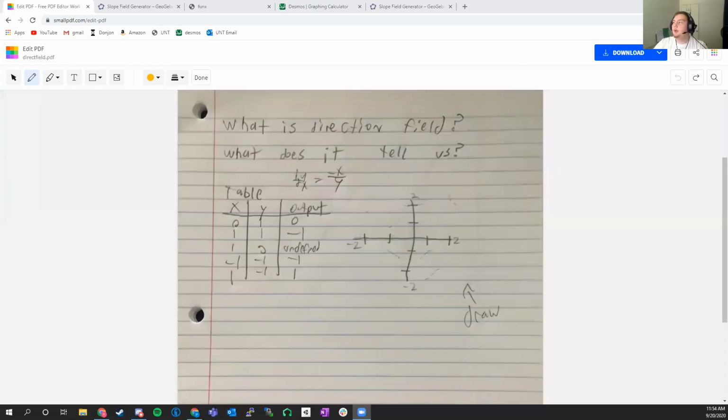Hello, today we'll be talking about direction fields, also known as slope fields, and critical points of autonomous equations. So first off, we'll get into direction fields. What is a direction field and what does it tell us about our equation?